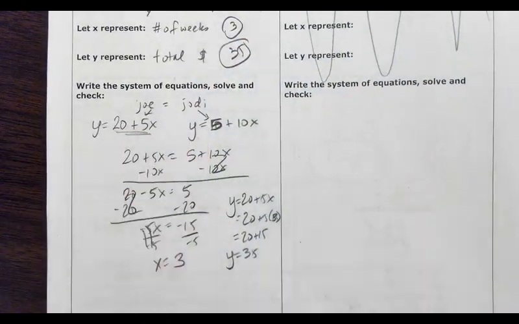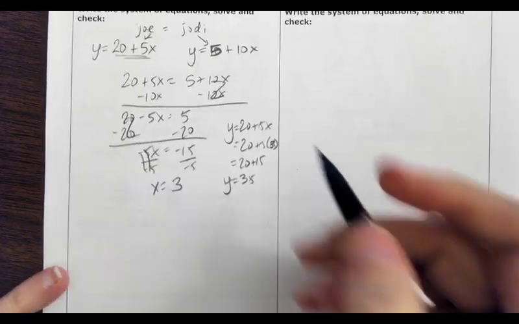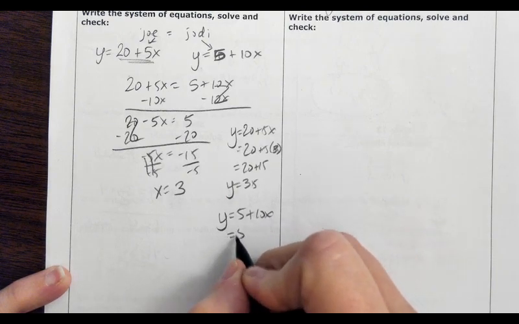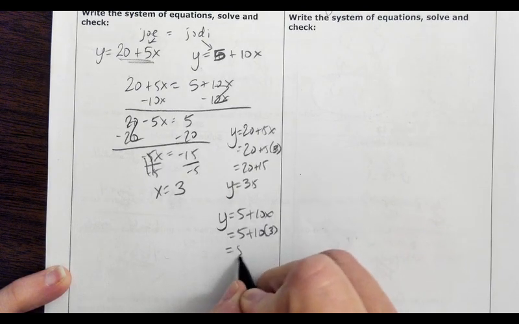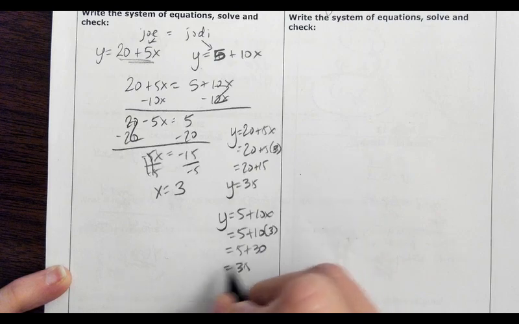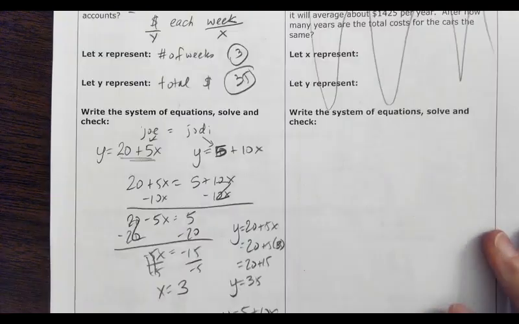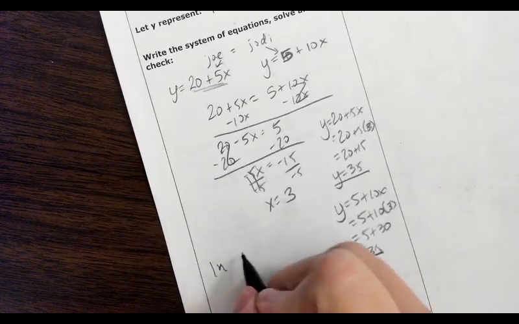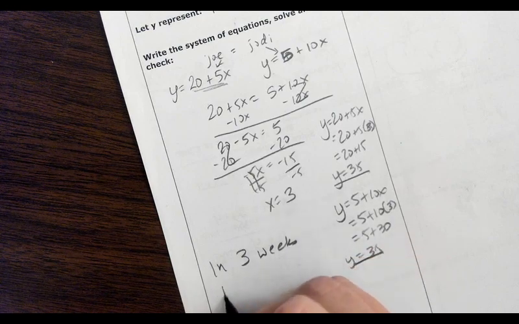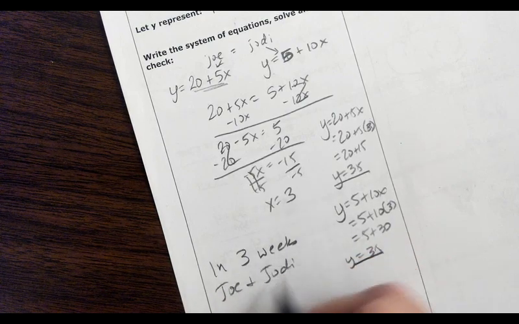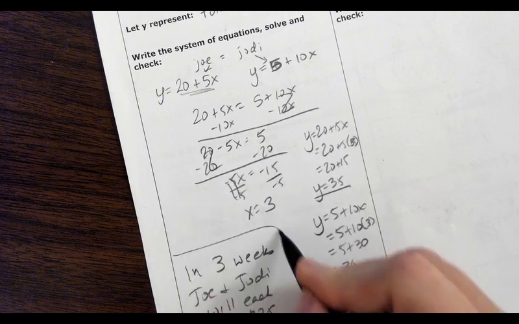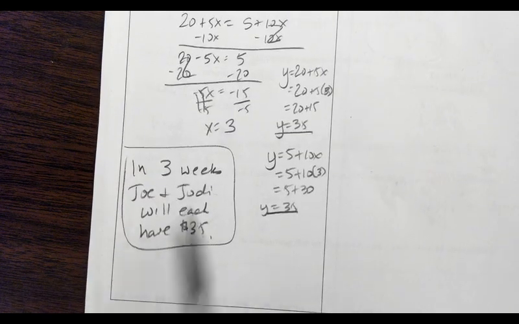Let's see if Jody's going to have the same amount in 3 weeks. Well, Jody says y equals 5 plus 10x. 5 plus 10 times 3 is 5 plus 30, which is 35. In 3 weeks, they both have $35. In 3 weeks, Joe and Jody will each have $35. And this is what the answer to an equation with a word problem should look like.